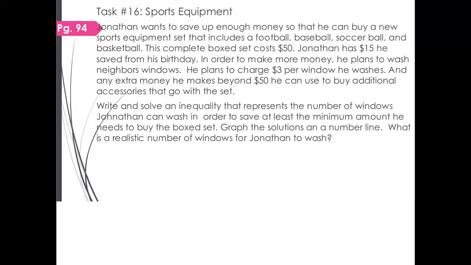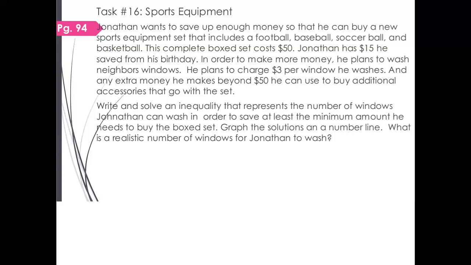Reese. How's it going, Reese? All right. Did you come up with anything? Do you have an inequality or where we might put some of this information in the inequality? What's going on in the problem? What is this Jonathan trying to do?